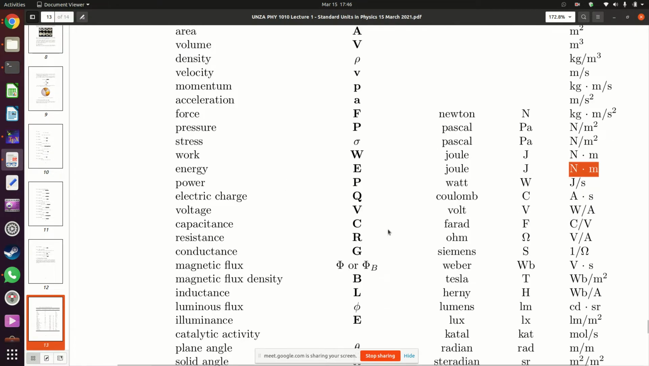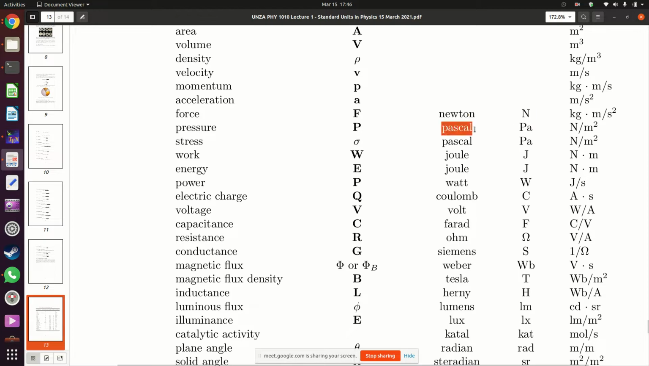Okay. The other thing to note is some of these units are named after people. For example, Newton. Newton is the name of a person. So if a unit is named after a person, then the symbol for that unit is capitalized, like the newton is capital N.